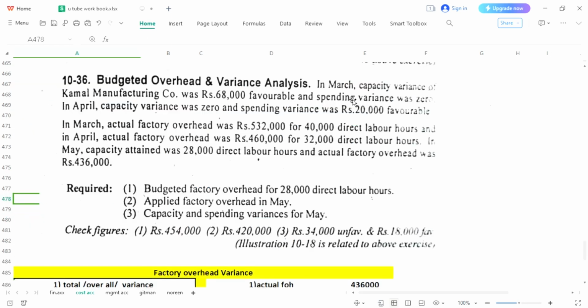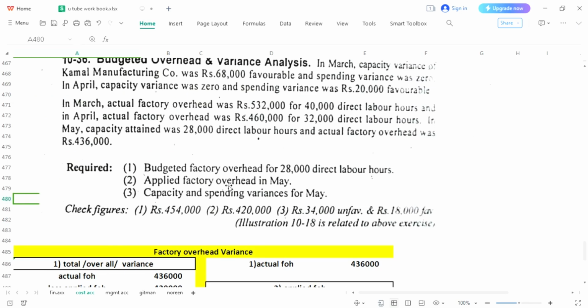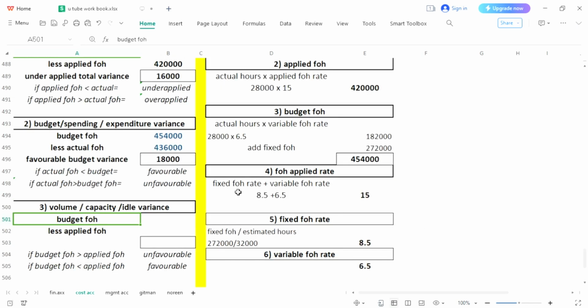Alright, it might be possible the answer is given. Second was budget variance. We have capacity and spending variance. The last answer is budget variance, and the last answer is given over here, 18,000, and here the last answer is 18,000, which is favorable. So 18,000 favorable. It's time to see our volume variance, for which what we need is budget FH. This is your budget FH.